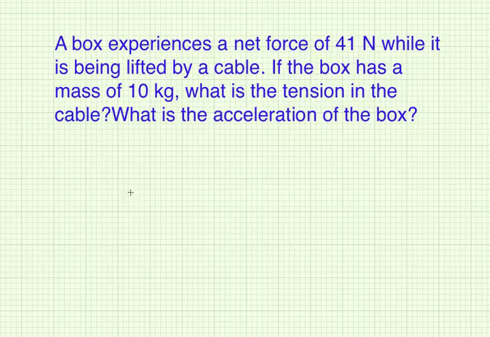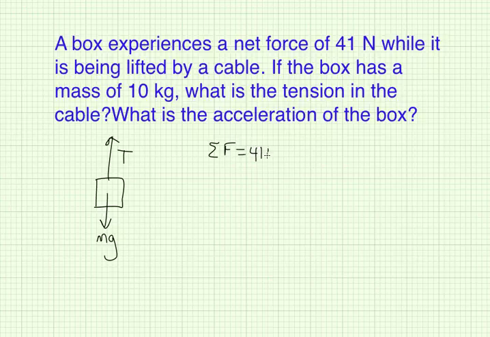Here's another example. We have a box with a mass of 10 kilograms, and it's got a net force of 41 newtons acting on it. We've got tension in the cable, and don't forget mg, since gravity is acting on this. After I subtract those two, we have 41 newtons left over, which means the tension has to be 41 newtons larger than the weight of the box.